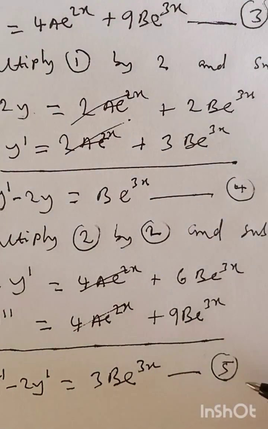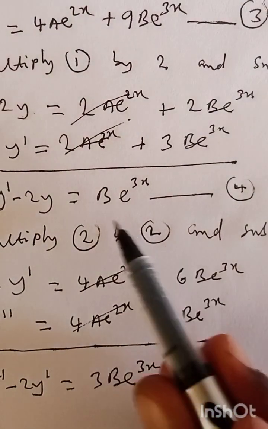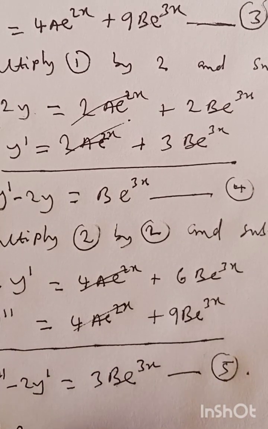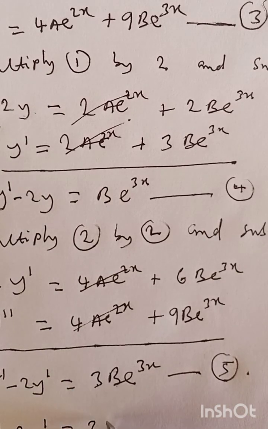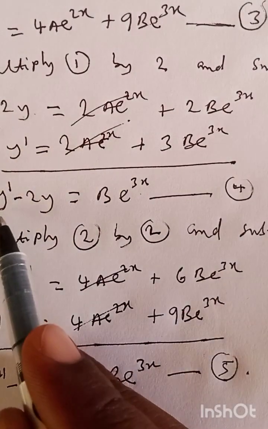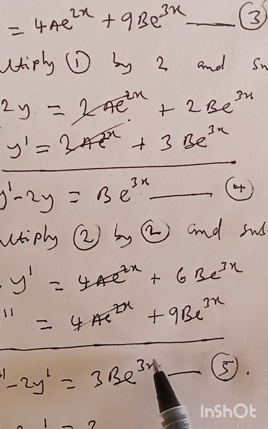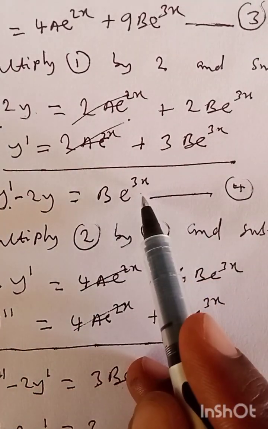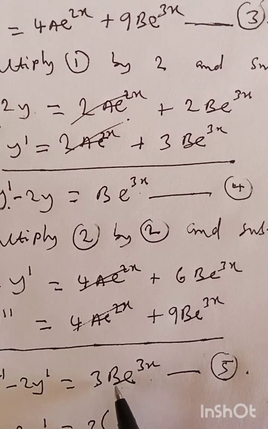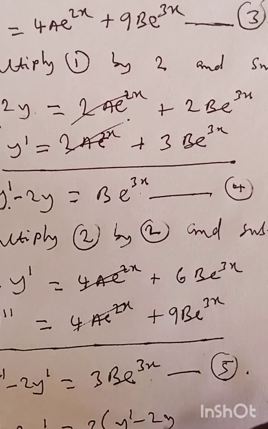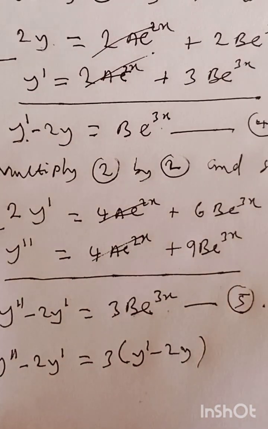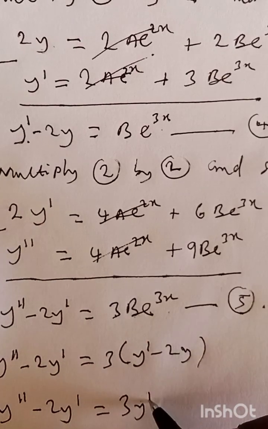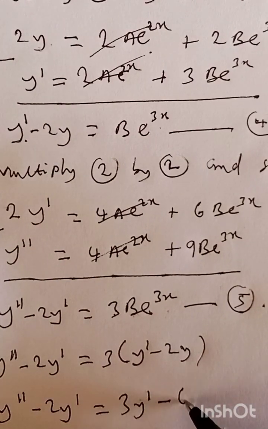So if you compare 4 and 5 here, definitely there is a relationship between them, because here you have b exponential 3x, here also you have b exponential 3x. So in equation 5, this y prime prime minus 2y prime is the same thing as 3 times b exponential 3x, and this b exponential 3x is the same thing as y prime minus 2y. So you see, you can substitute the value here. You replace b exponential 3x by y prime minus 2y. So this 3 is there, then you open bracket, y prime minus 2y. From there, you expand the bracket. So you see, you have y prime prime minus 2y prime equals 3 times y prime, you have 3y prime. Then 3 times minus 2y is going to give you minus 6y.